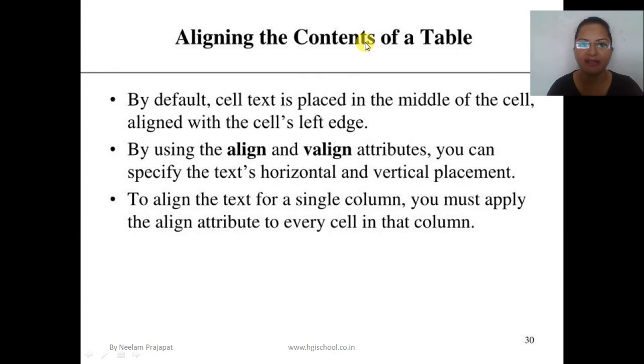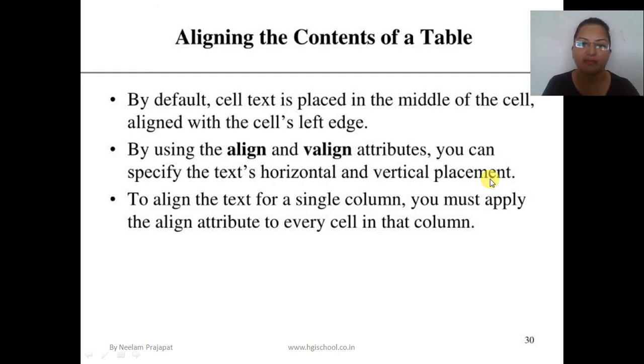Now, aligning the content of a table. By default, cell text is placed in the middle of the cell, aligned with the cell's left edge. Okay, vertically it will be in the middle. But if we consider horizontally, then the content is always shown near the left edge. By using the align and valign attributes, you can specify the text's horizontal and vertical placement.